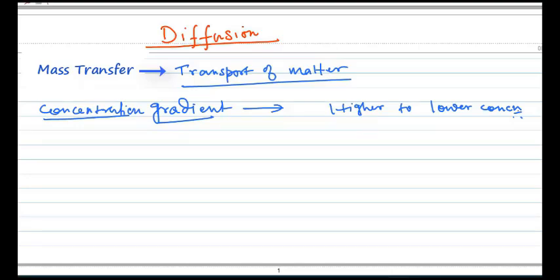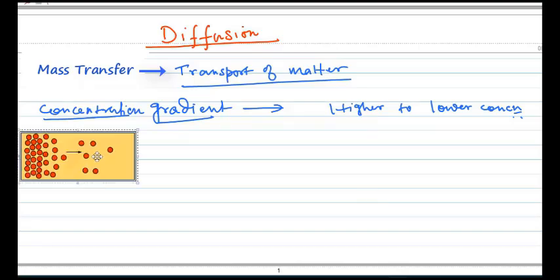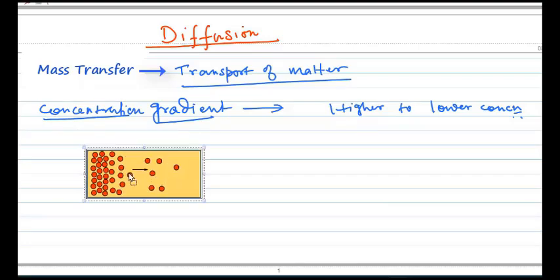So when you say mass transfer in a material, it essentially means that a set of atoms are moving from the higher concentration side to the lower concentration side. Okay. So let me tell you what I mean by this concentration gradient. As I said, this transport of matter or mass transfer means that a set of atoms will move from the higher to lower concentration.